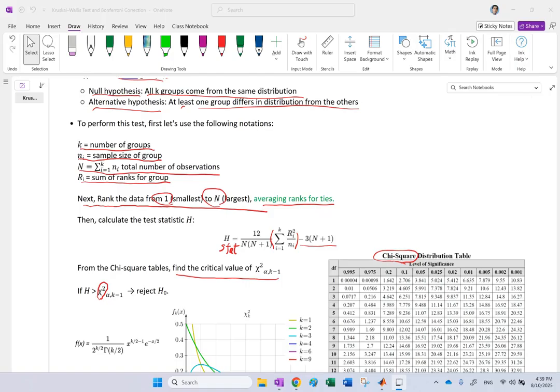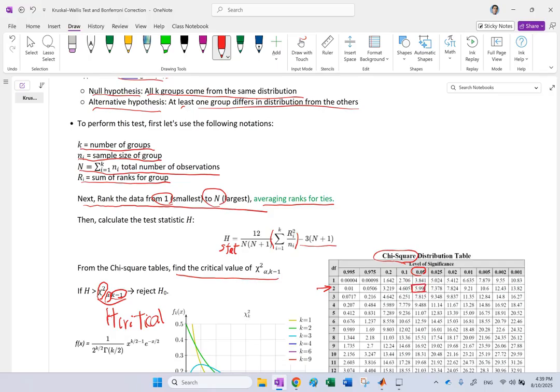So here, the way to get my H critical, which is this number, I need to go to this chi-square table, and I need to get my significance level and the degrees of freedom, which in this case is number of groups minus 1. So let's say I have 3 groups, I go to 2. And then if my alpha is 0.05, I go here, and then I see that my number is 5.991, right?